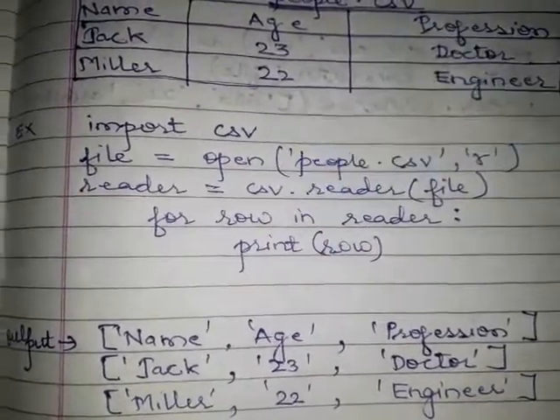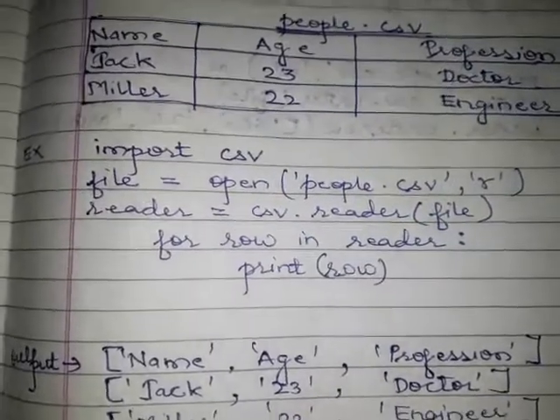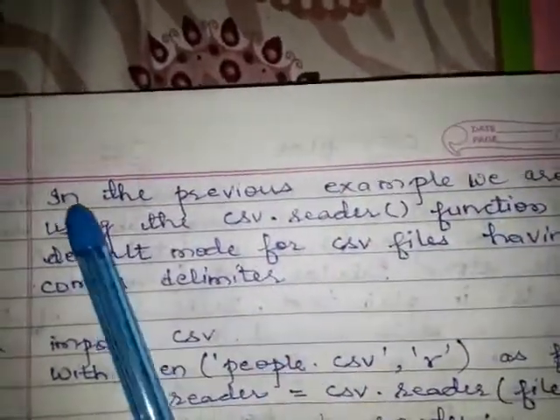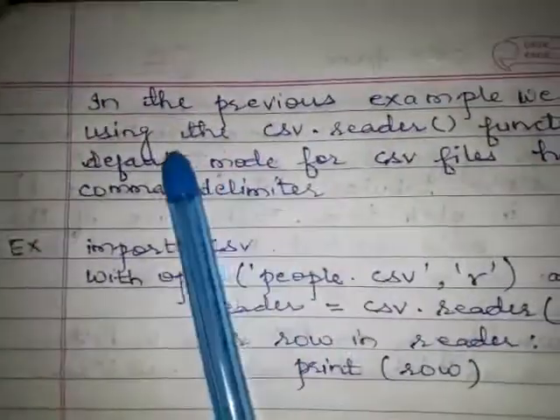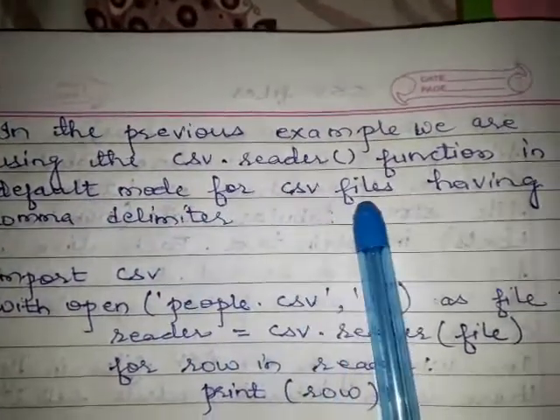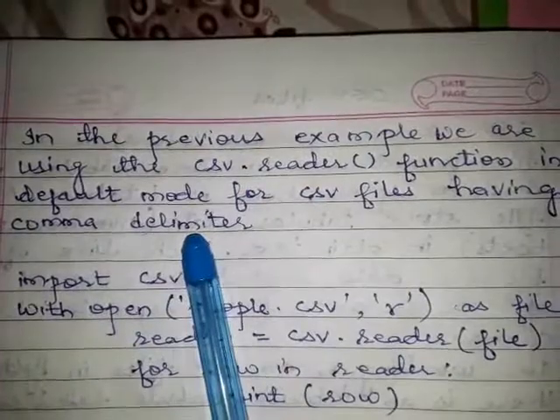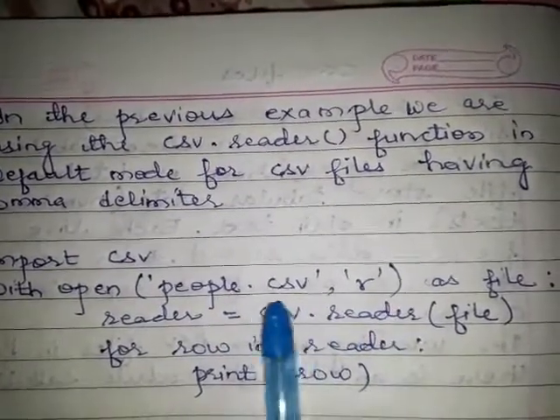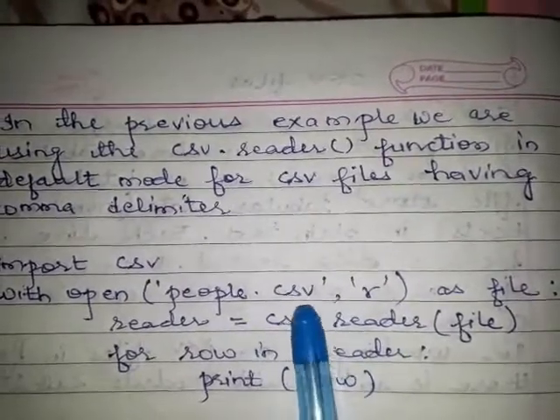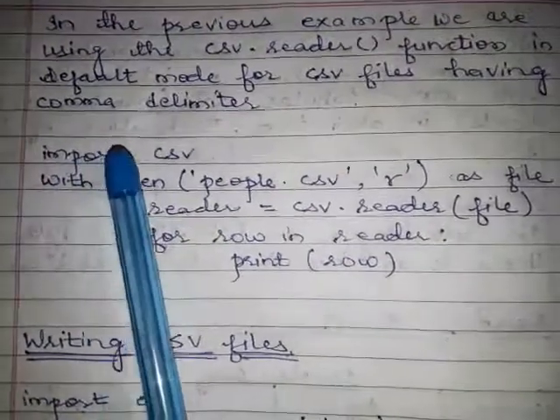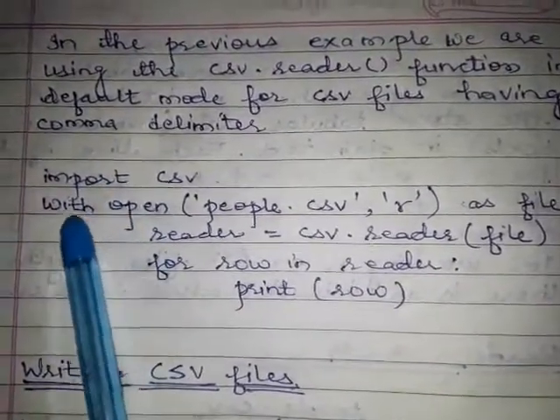Another way of writing this code is also here, but first of all look at this. In the previous example we used the csv.reader function in default mode for CSV files having a comma delimiter. The csv.reader method by default uses comma as the delimiter. Another method to write the same code is with the with option.